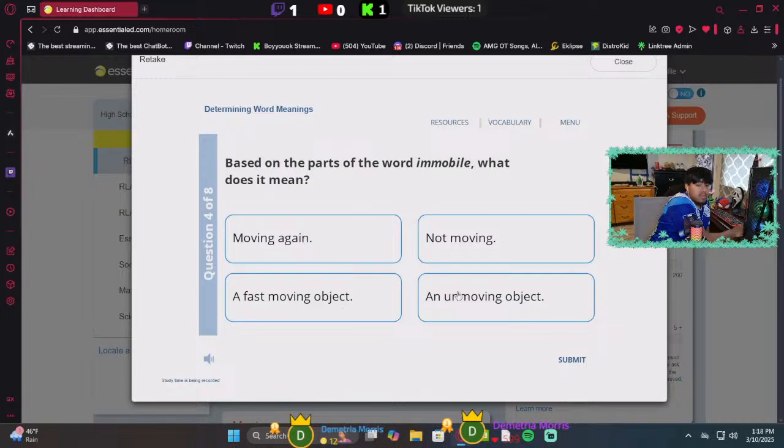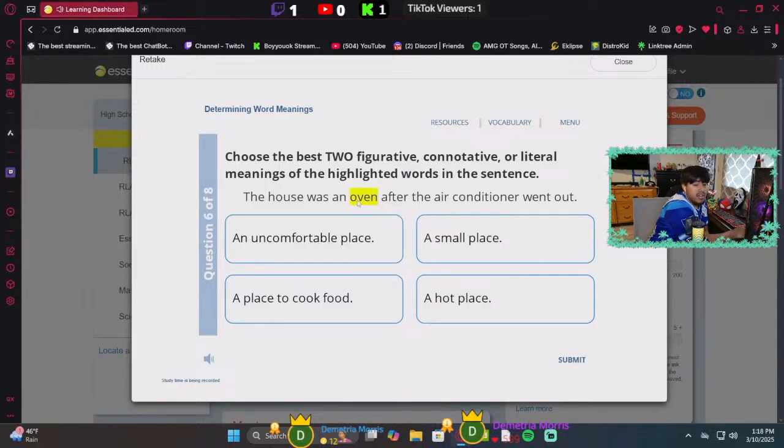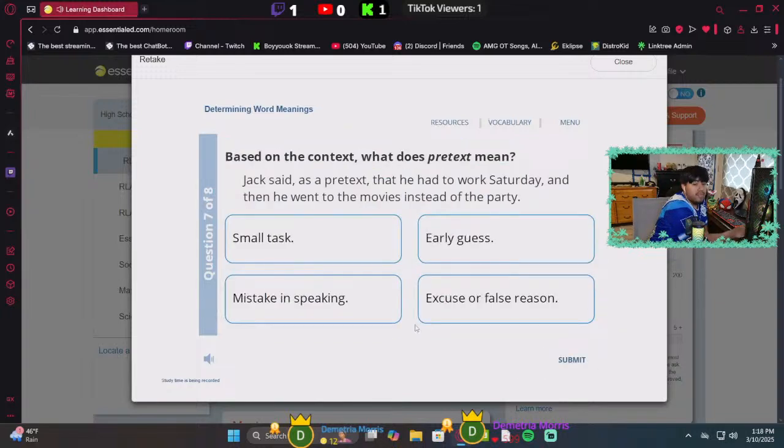Immovable. She was listless, hardly moving at all, not saying a word, lacking energy. The house was an oven. Uncomfortable. As a pretext, he said he had to work Saturday and then went to the movies and the party. Excuse or false reason.